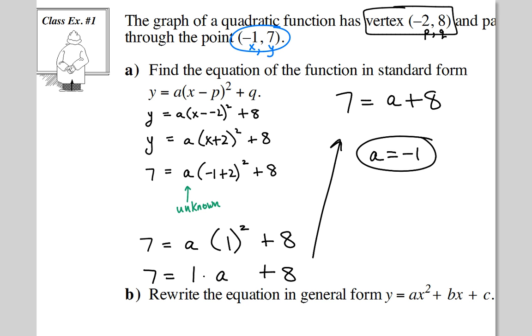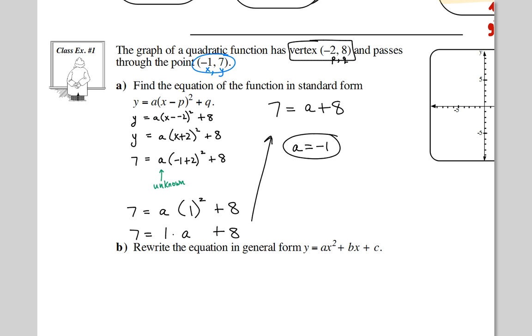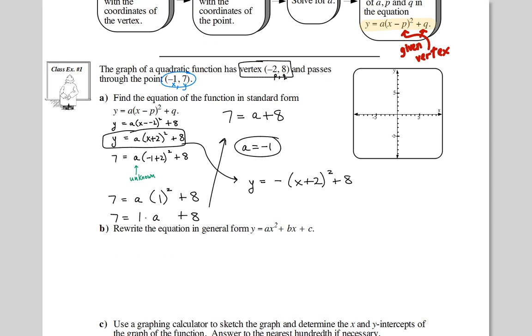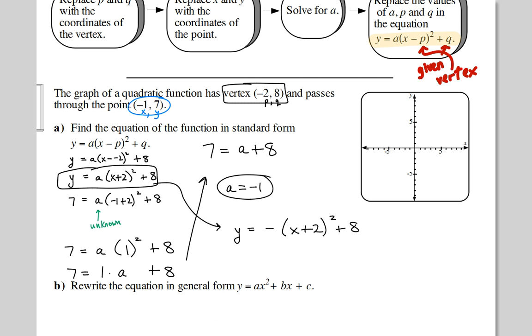So then you rewrite it because now you have the equation. So we have back up to where we had the equation except for the a. We have, I can just put a negative there, y equals -(x + 2) squared plus 8. Now we can graph it. Well, we can graph some key points, right?